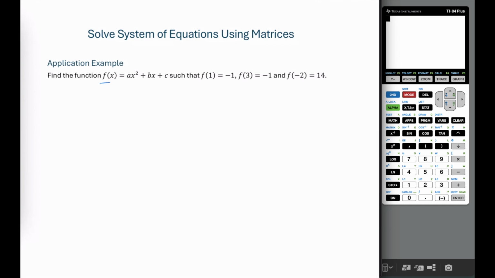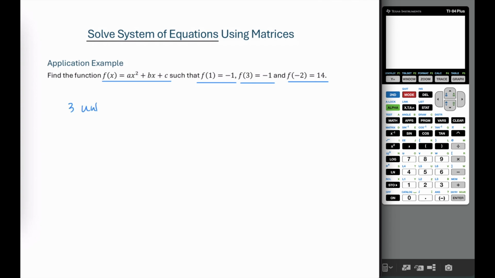Find the function f of x that's a quadratic function, given that the function evaluated at 1 is -1, the function evaluated at 3 is also -1, and the function evaluated at -2 is 14. This is an application that can be solved by using a system of equations.